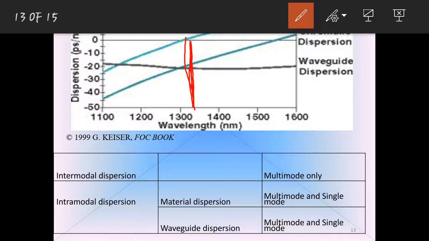So we say that for intramodal dispersion, we have studied material dispersion and waveguide dispersion, and sigma mat and sigma WG are calculated. It can be used for single mode and multi-mode fibers, whereas intermodal dispersion is used only for multi-mode fibers.